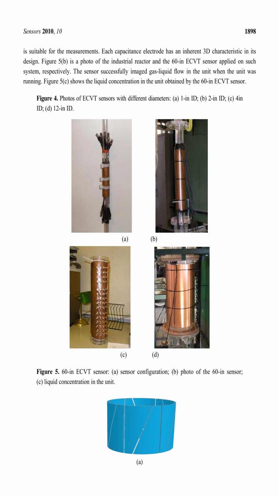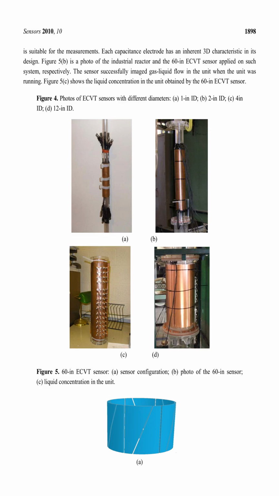Figure 5-B is a photo of the industrial reactor and the 60-inch ECVT sensor applied on such a system, respectively. The sensor successfully imaged gas-liquid flow in the unit when the unit was running. Figure 5-C shows the liquid concentration in the unit obtained by the 60-inch ECVT sensor.